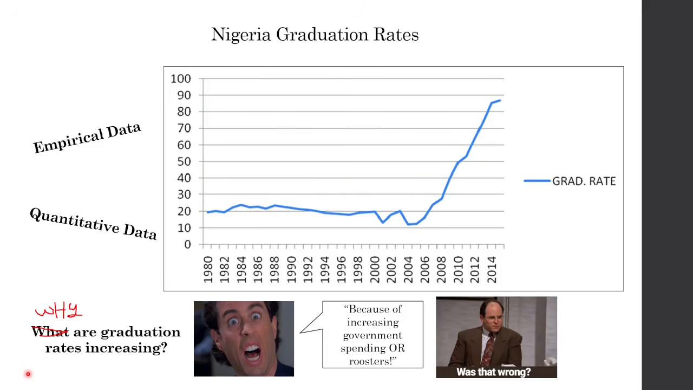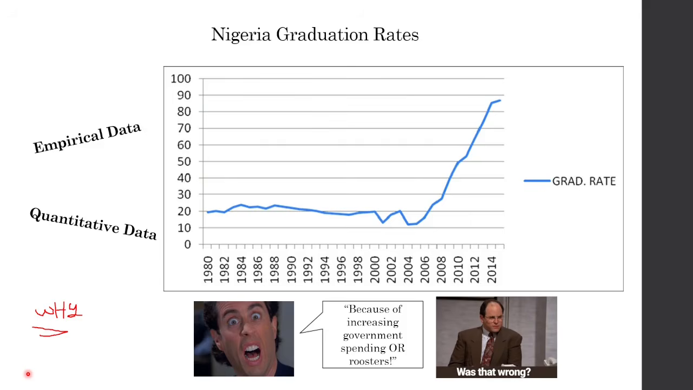Roosters, on the other hand, and sometimes there could be factors that do impact graduation rates, but are very, very unique, a little out of pocket, or they may impact them in very, very small amounts. So we could say there's correlation between government spending and graduation rates. If we saw a graph that showed government spending was increasing, that's correlation. That's called positive correlation because they're both increasing. But we can't conclude right off the bat that increased government spending increases graduation rates in Nigeria.